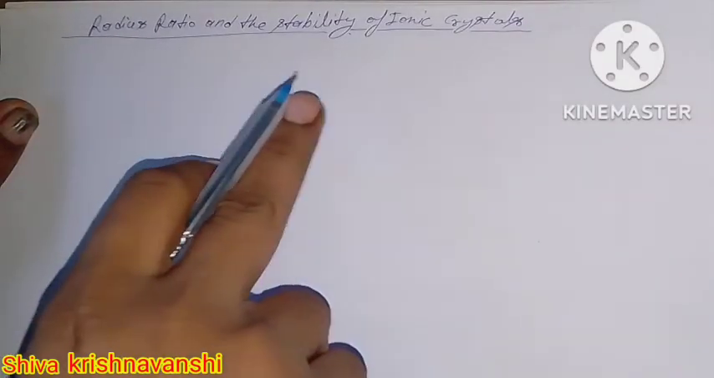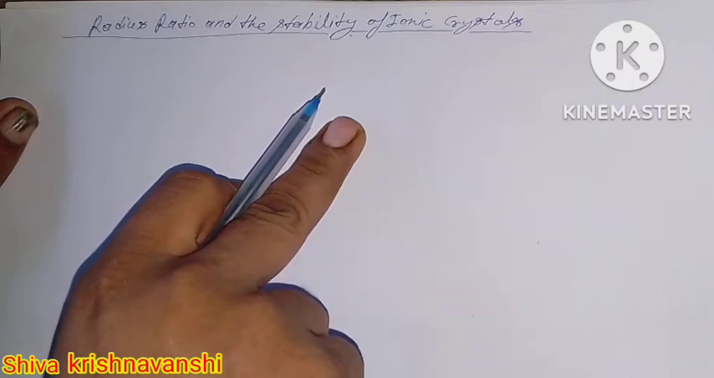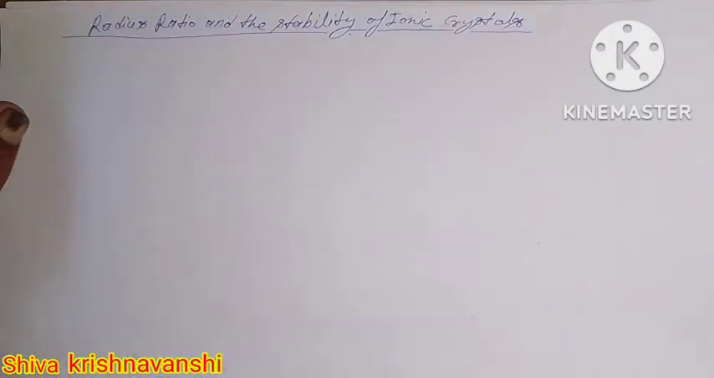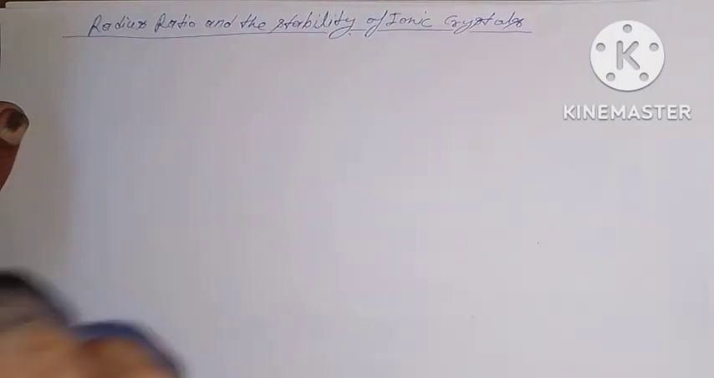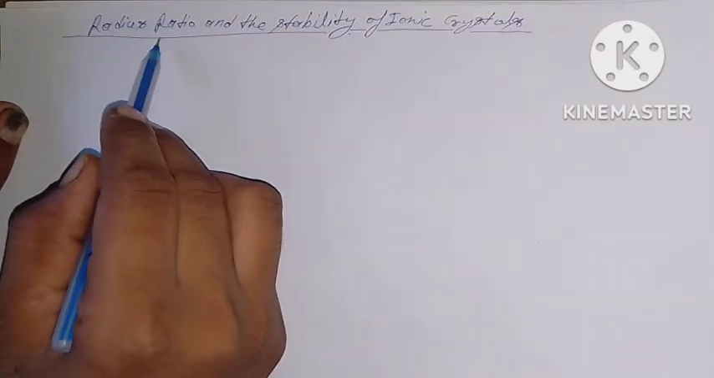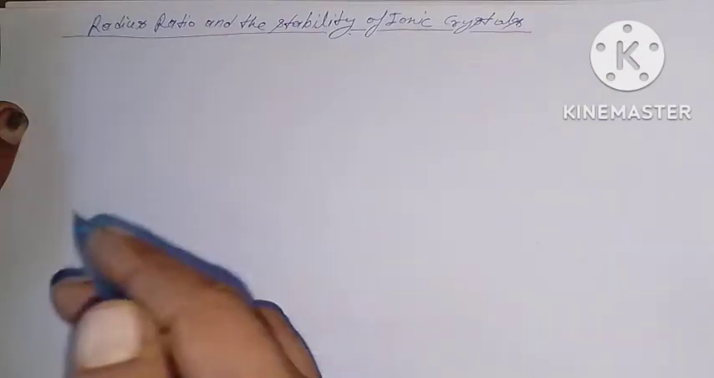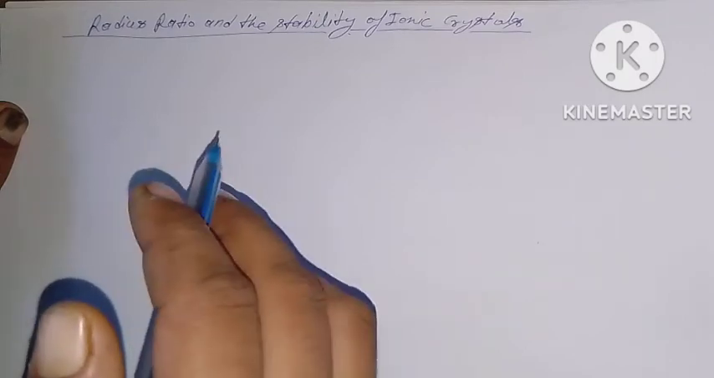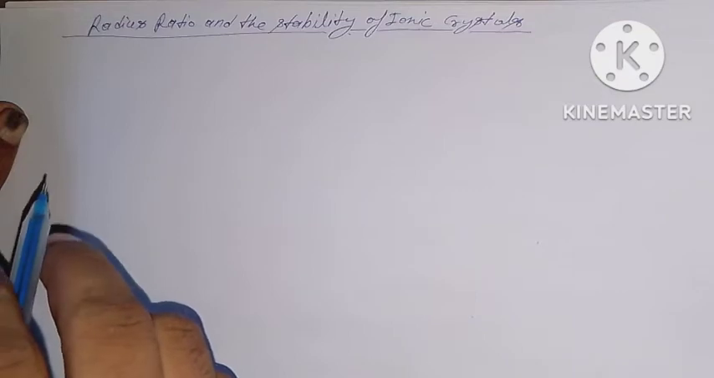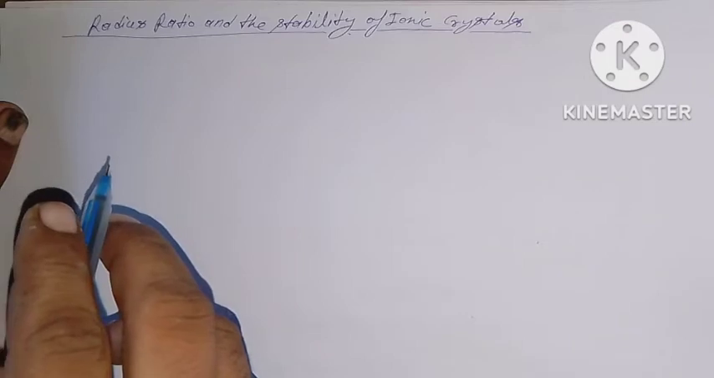Radius ratio and stability of ionic crystals. The stability of an ionic crystal can be determined with the help of radius ratio values. For this, an ionic compound of type AX is considered. The coordination number of the A positive ion in this compound is 3. Three X ions are in contact with one cation.